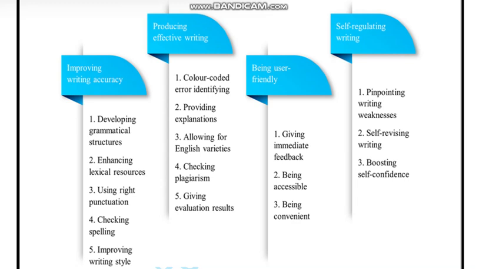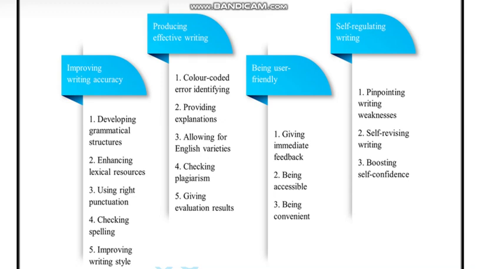So giving immediate feedback, you should provide a kind of feedback to your writing. Then being accessible, your writing should be available everywhere. Being convenient, like it should not be costly, and you should provide the knowledge without money, or free.